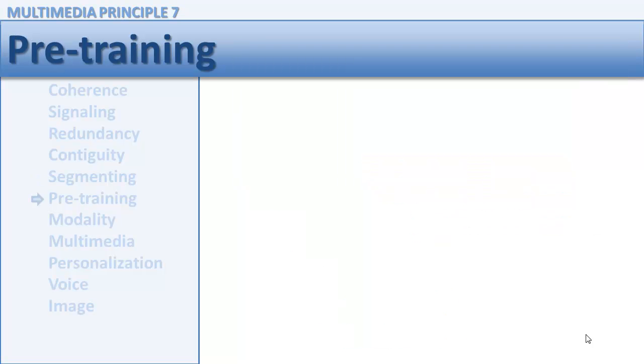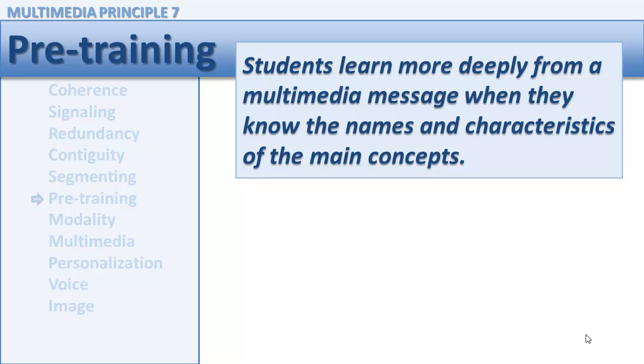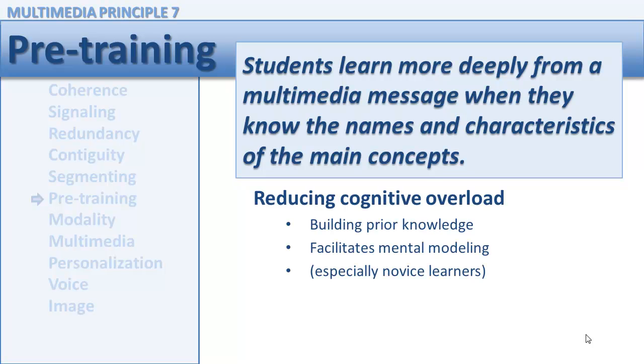Let's move on to the next principle. Pre-training is a very simple construct to understand. Students learn more deeply from a multimedia message when they know the names and characteristics of the main concepts. The strategy is to try to reduce the cognitive overload by allowing them to build prior knowledge. Give them a little bit of information in advance. That then becomes prior knowledge that they can use to help construct with the more complex content that happens later.